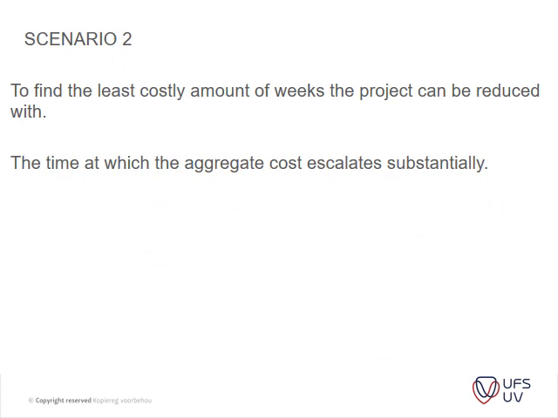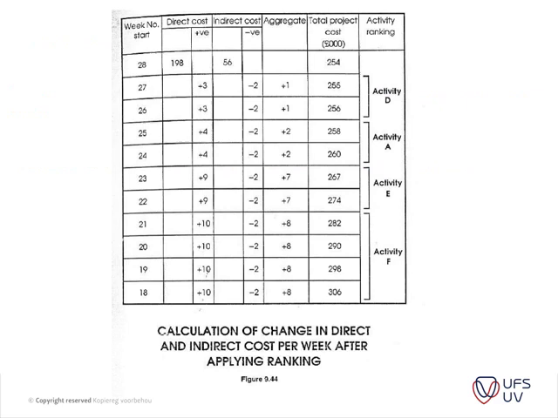So this is what I've read two slides ago: the time at which the aggregate cost escalates substantially. Okay, so that's just the summation of it. So what we've got is our normal direct costs and our indirect costs, which give our total cost of 254,000.